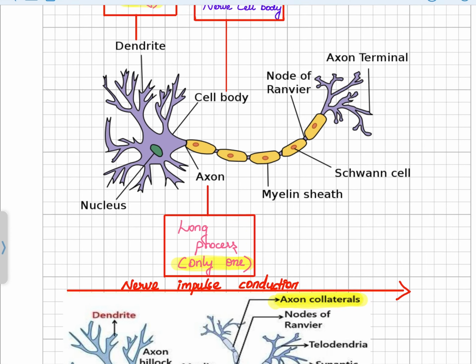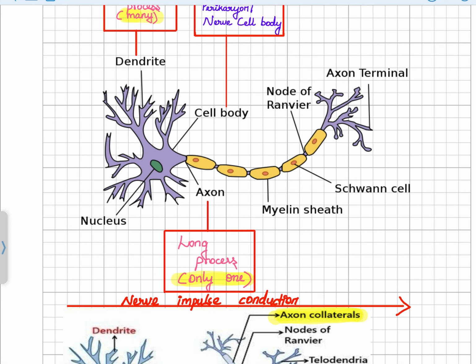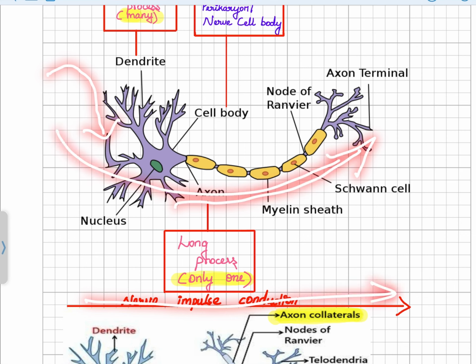Next thing, nerve impulse conduction. Whenever there is a nerve impulse, the stimuli or the impulse will enter the dendrite and travel through the axon in this way. It is always in this way, the marked direction, and never in the opposite way.